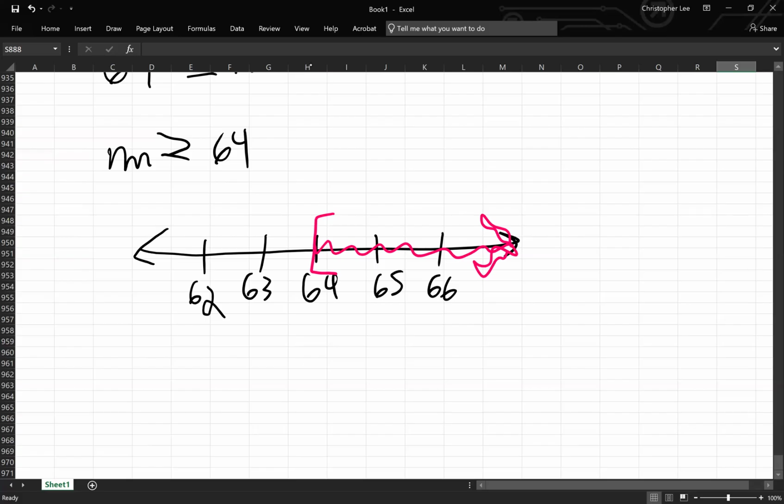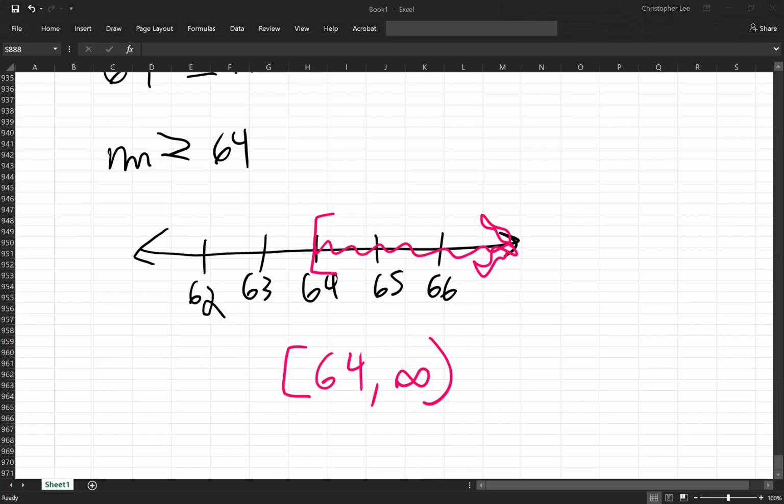Right. So open bracket first, 64 comma infinity, close parentheses. And then that's it. All right. Let's get to that good stuff now. Yeah. With the different signs, you know?